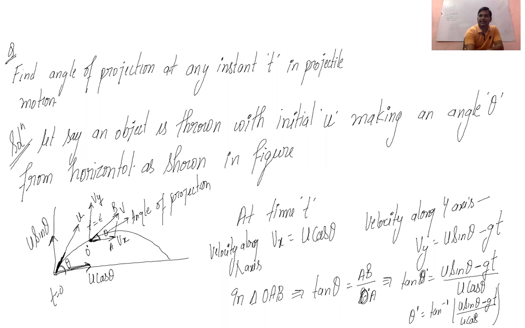So you can see they have asked to find the angle of projection at any instant t. Initially the ball was projected at angle theta, and here the projection angle is theta dash. So you can just calculate this angle, and theta dash will be tan inverse of (u sin theta minus gt) upon u cos theta. Okay, so in a similar way we can have other questions also.